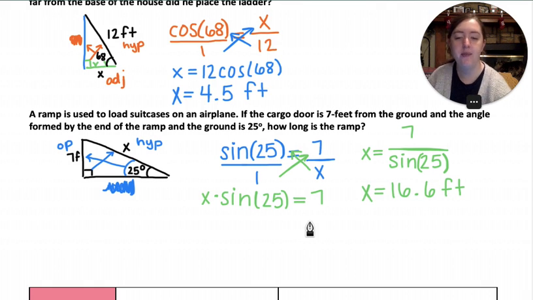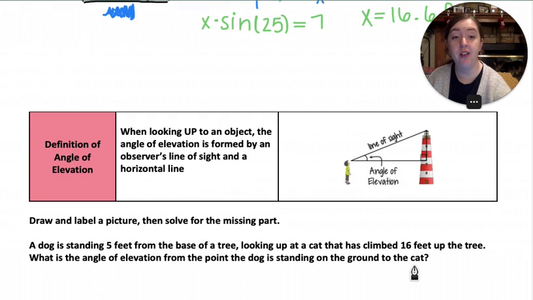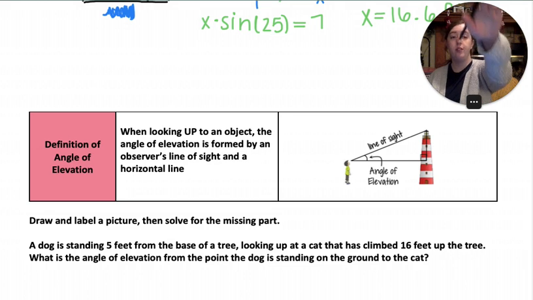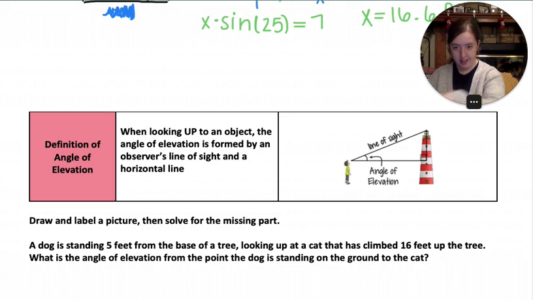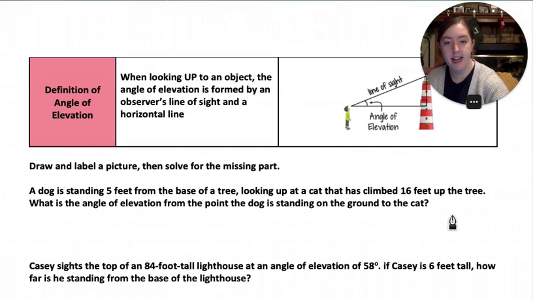All right, so let's have a conversation about angle of elevation and angle of depression. So it's all about from the horizontal up or from the horizontal down. Angle of elevation obviously is going to be up. So it's when you're looking up at an object from the horizontal. So let's take a look at an example.